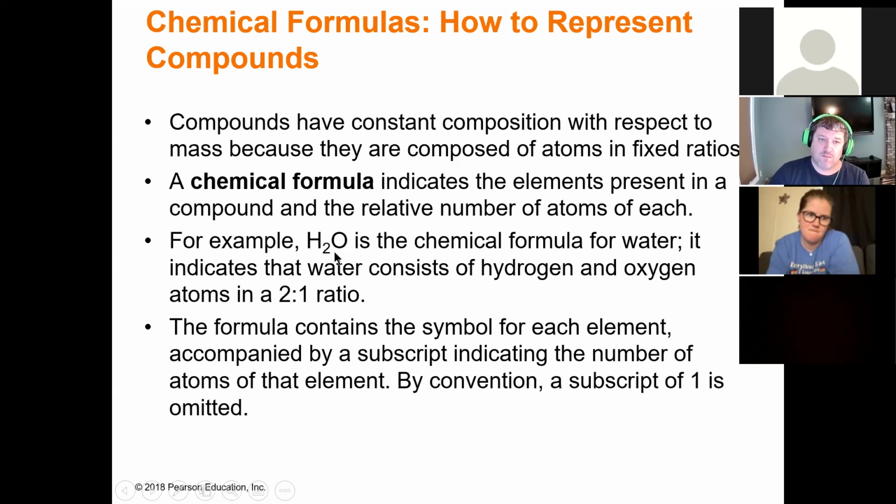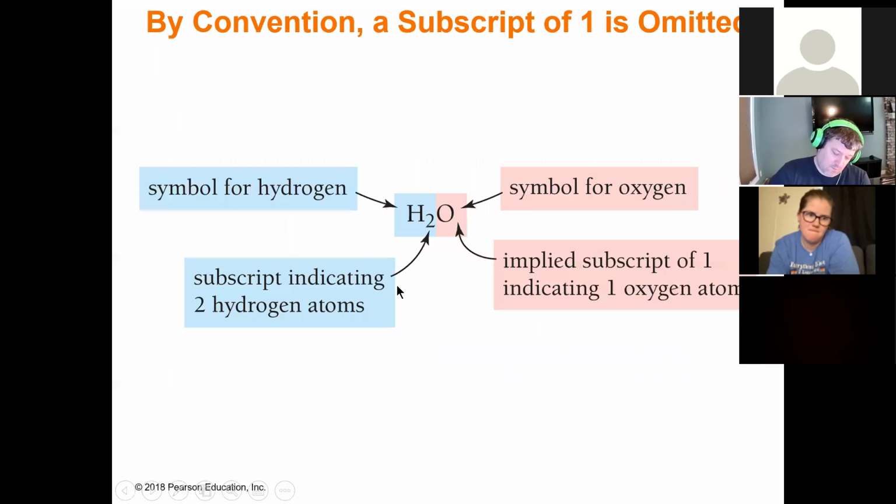So when looking at water, H2O, the 2 is telling me that I have 2 hydrogens. There is no 1 written here. It's an inferred one, but I have 1 oxygen. We would just omit it. If I'm writing the symbol, I have 1 of them. So here we go. We've got 2 hydrogens and 1 oxygen. Elements that aren't present are not written. So I don't write magnesium or sodium or aluminum here because those aren't involved in this compound.